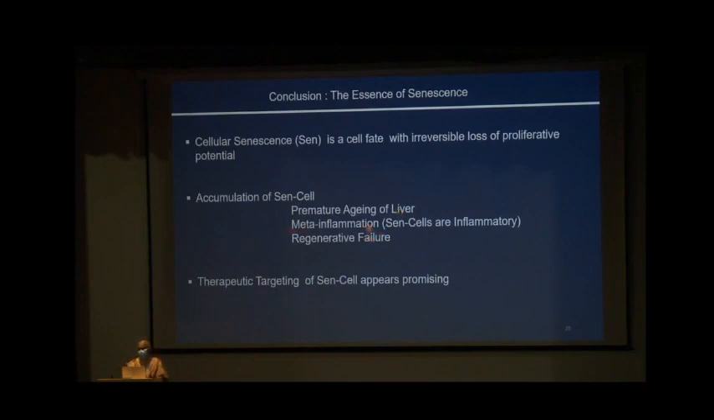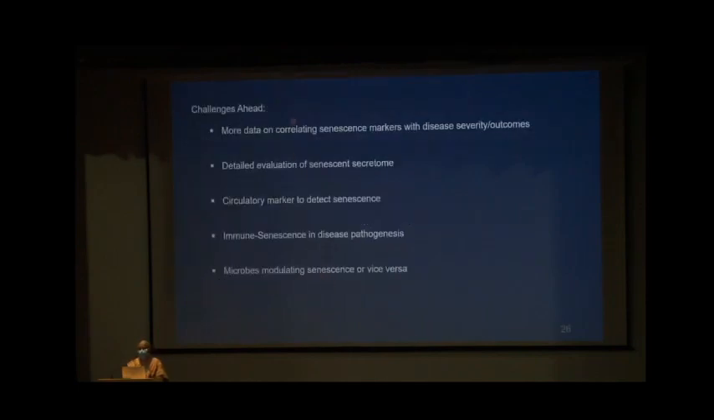We've shown that the senescent cells are inflammatory, and so the meta-inflammation could be due to this. This is leading to regenerative failure, and a targeting approach could be a new promising one. So there are many challenges and things to be done in future. One is correlating these markers with the outcome. We need a detailed outcome on the secretome. Right now, if you have to detect senescence, you need to have the tissue. But can we have something in the circulatory markers? Immune aging is one of the hot areas now. And the other is how the microbes are causing this. The microbes also age, and the aged microbes can also lead to organ dysfunction.